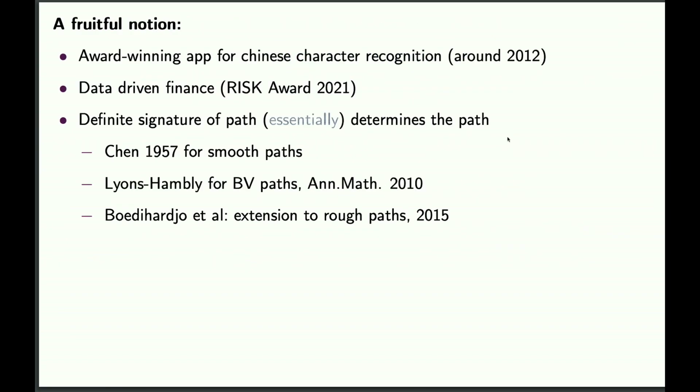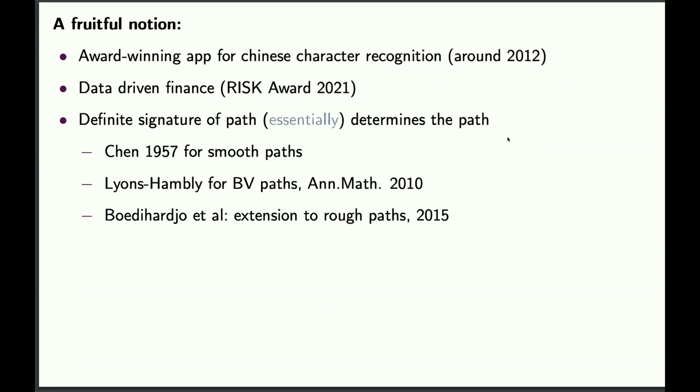Now, it's a fruitful notion, and about 10 years ago, a little bit longer, it was used very successfully in combination with state-of-the-art machine learning to create a Chinese character recognition algorithm that turned into some award-winning app, actually. More recently, it was used to create financial data, somehow model-independent, data-driven finance. There was a prestigious industry award that went in that direction.